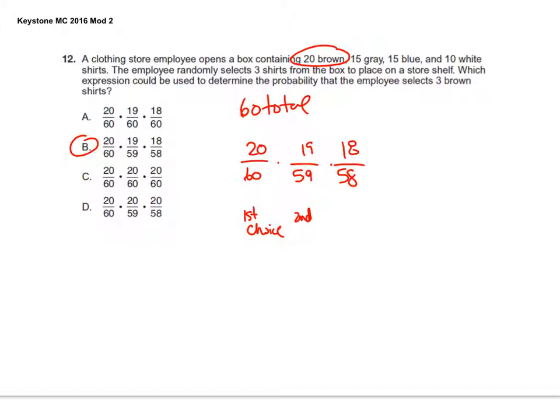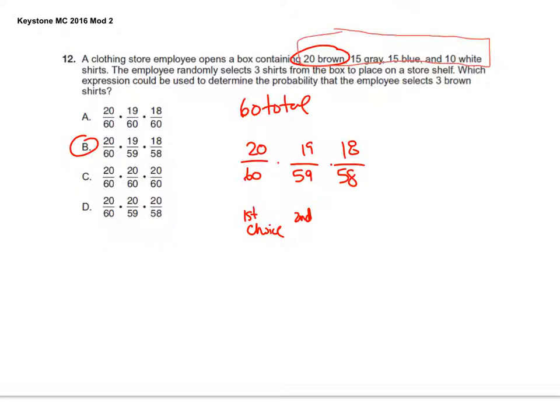And last but not least, let's talk about probability. We have some information here about there being 60 total shirts inside of a box, and it's broken down into those numbers that you see there in that first sentence. An employee is going to randomly select 3 shirts from the box. So they're going to take a shirt from that box and put it on the store shelf, meaning they're not putting it back into the box. So what could be used to determine the probability that an employee selects 3 brown shirts?